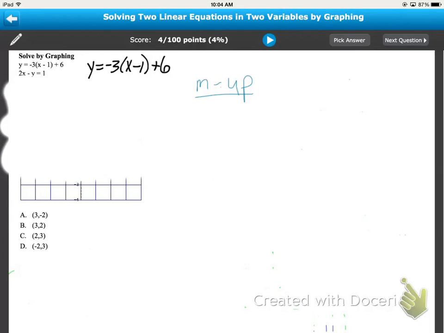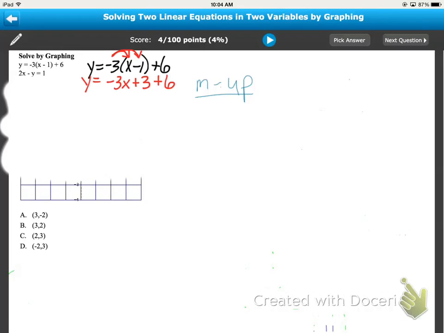Good. So I take this times that. And what does it give me? Negative 3x. And then what? Plus 3. Negative 3 times negative 1, which is plus 3. And then I've still got that plus 6 over there. Right? All in y equals.